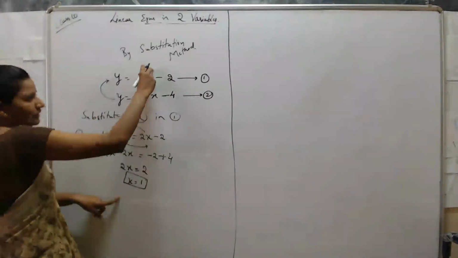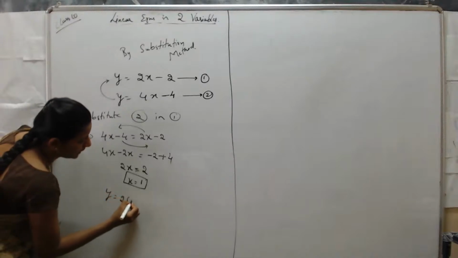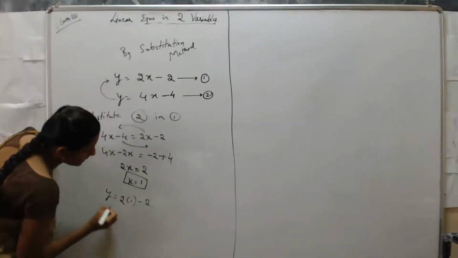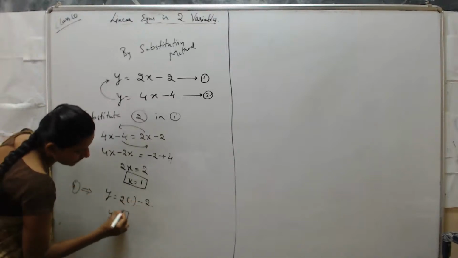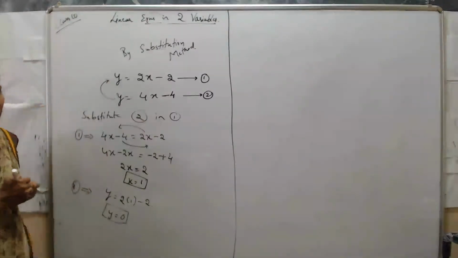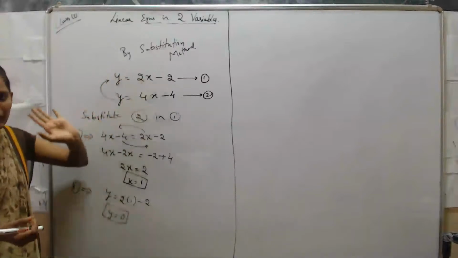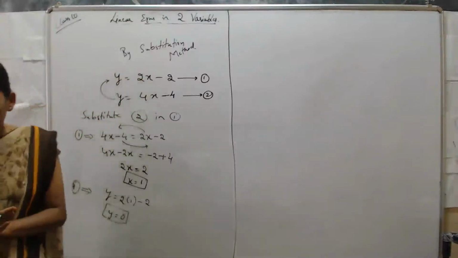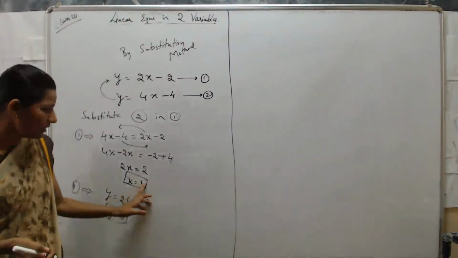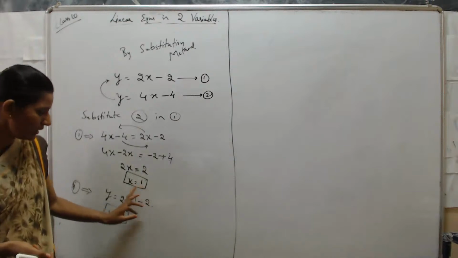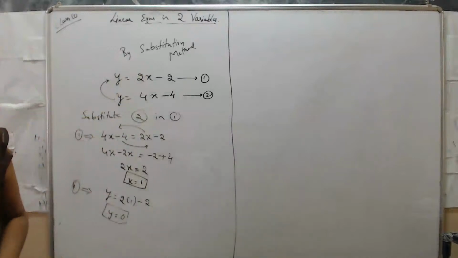Again substitute this in equation 1 or 2, any equation you like. y is equal to 2 into 1 minus 2. That is y is equal to 2 minus 2, which is 0. Like this you have to solve the equations by using substitution. Whatever you want you can substitute, either y or x. What are the solutions of x and y? x is 1 and y is 0. 1, 0 is the solution of the given equations.